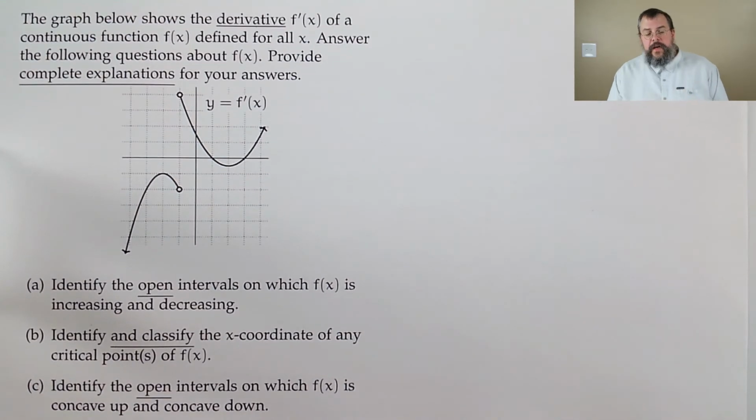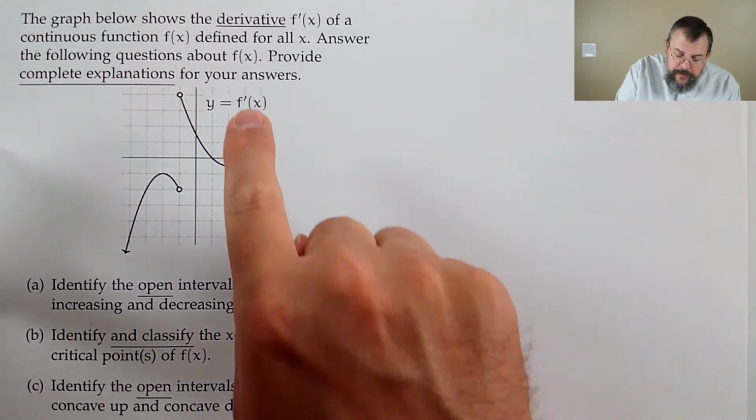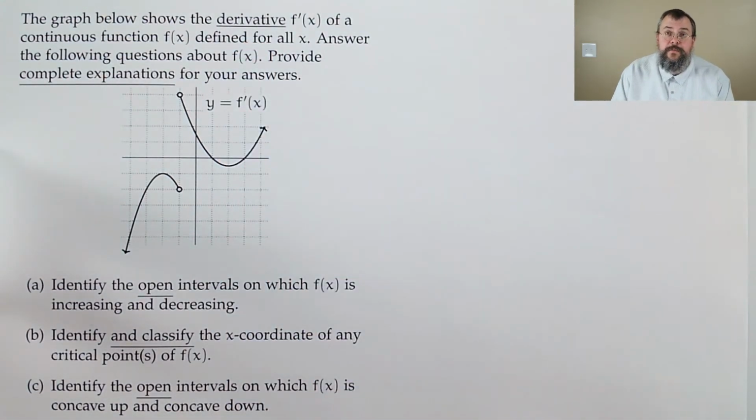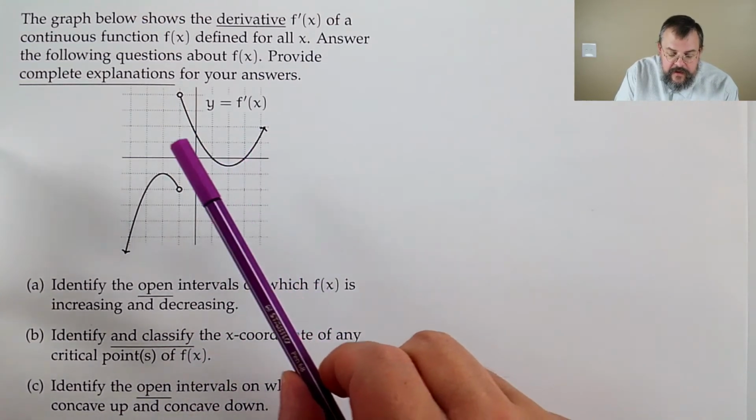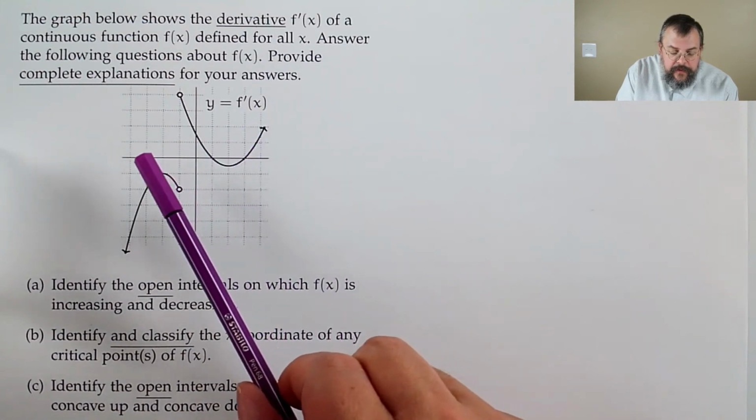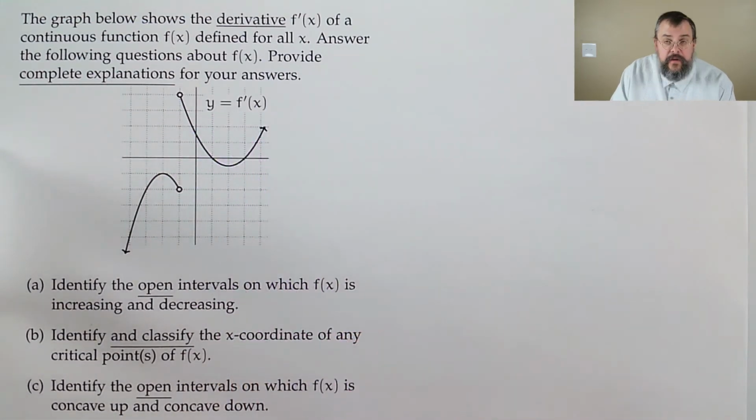There we go. The graph below shows the derivative, f prime of x, of a continuous function. All right, see how they emphasized the word derivative? They didn't want us to be confused. Not that that would ever happen. Now, answer the following questions about the function f of x. It's a continuous function. And provide complete explanations for your answers. Well, we'll see what complete means.